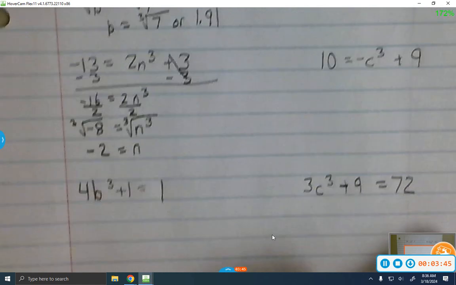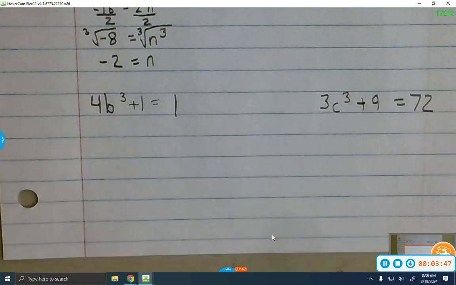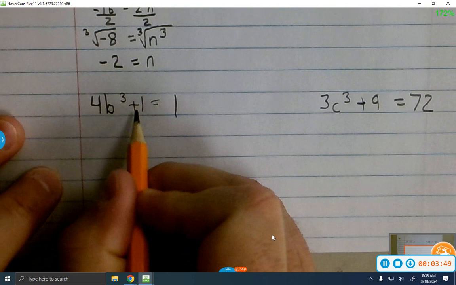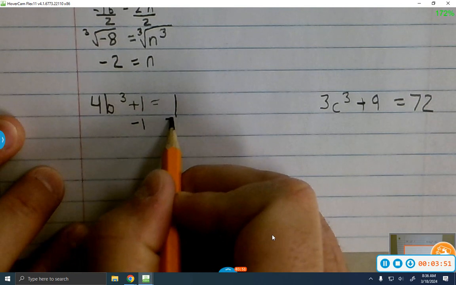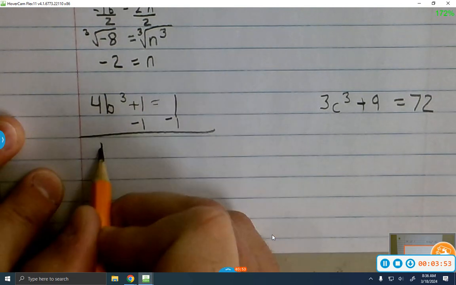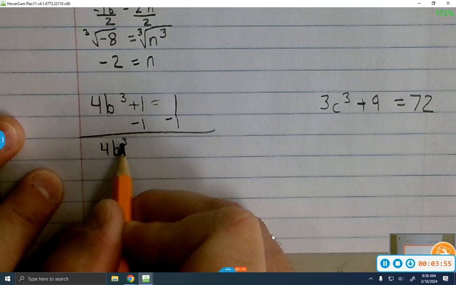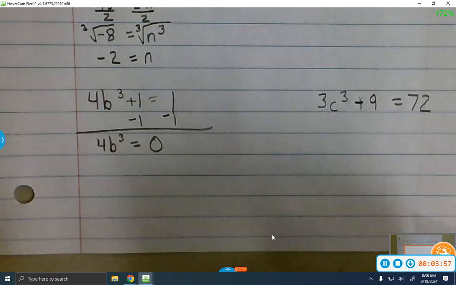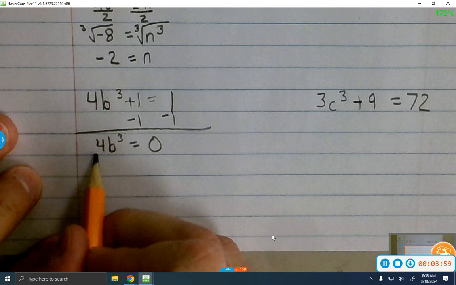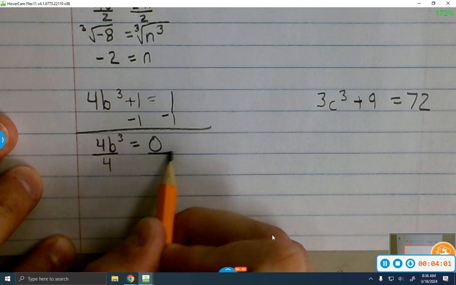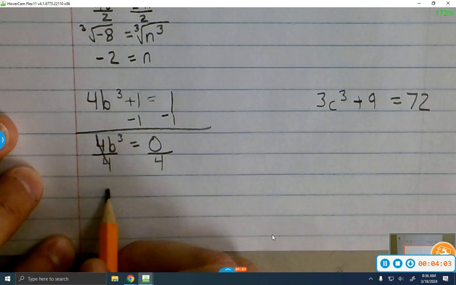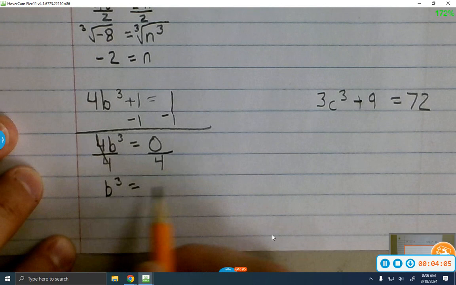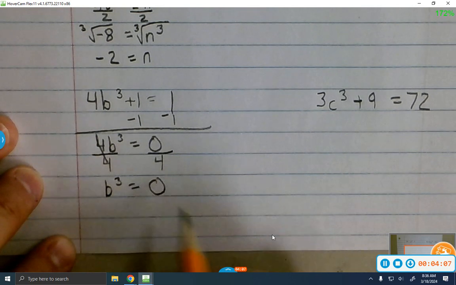Then let's check out this one here. On this one, I'm going to start by getting rid of this plus 1 by subtracting 1 from both sides. So we get 4b cubed equals 0. All right, then we're going to divide by 4. So these cancel. I get b cubed equals, and 0 divided by 4 is just 0.